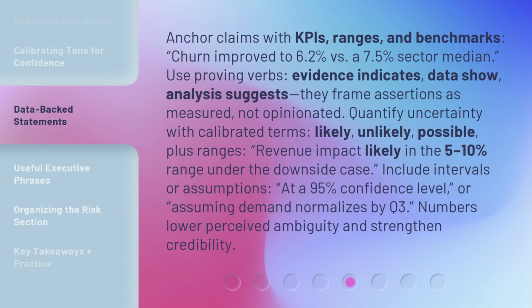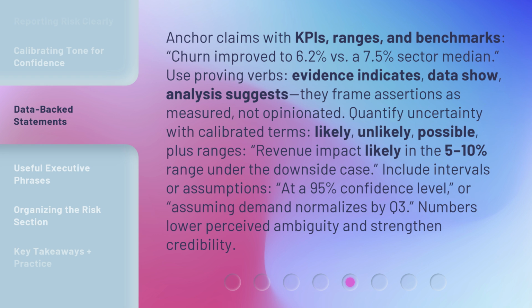Anchor claims with KPIs, ranges, and benchmarks. Churn improved to 6.2% versus a 7.5% sector median. Use proving verbs: evidence indicates, data show, analysis suggests. They frame assertions as measured, not opinionated.